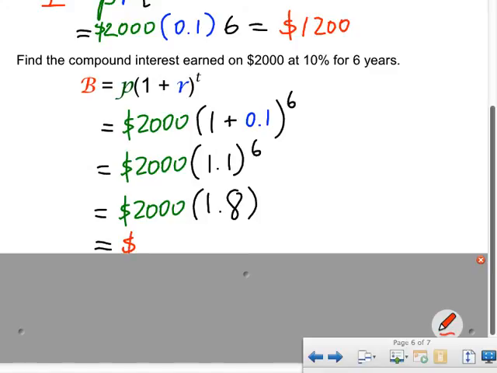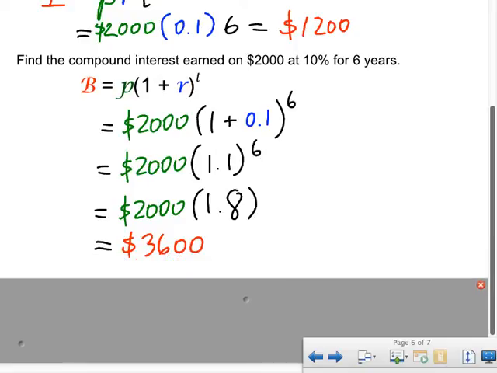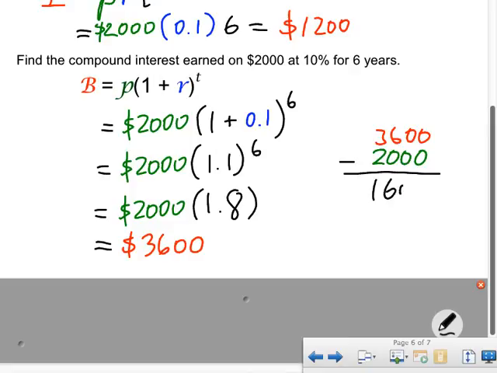Who's got it? What'd you get? 36,000. Okay, so that's different though. That's not the interest. How would I figure out the interest I earn using compound interest? I would take that and find the difference of that with 2,000. And what would that end up being? 1,600. And this is compound interest. Okay? And so look, do you see the difference between what you'd earn for simple interest and compound interest? There's a difference. Do you guys understand the difference between the two formulas?